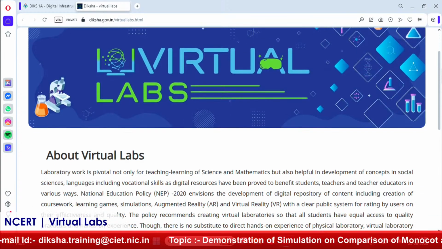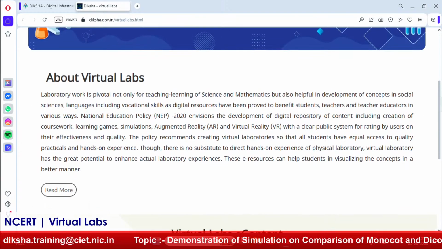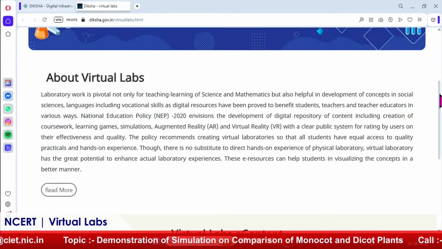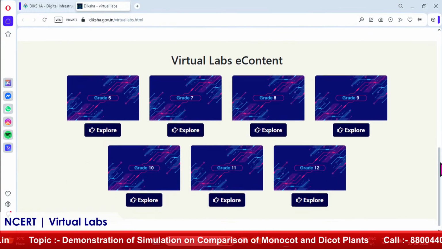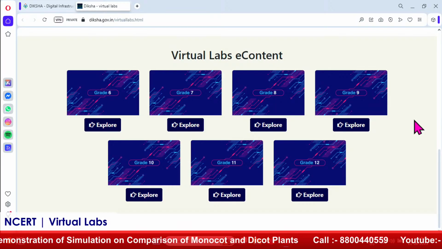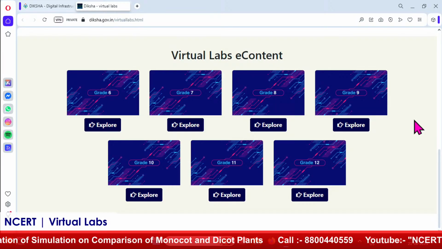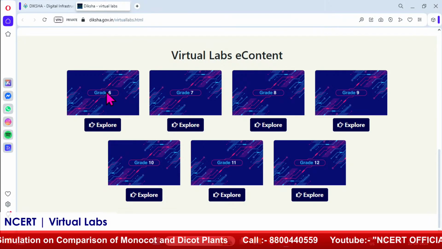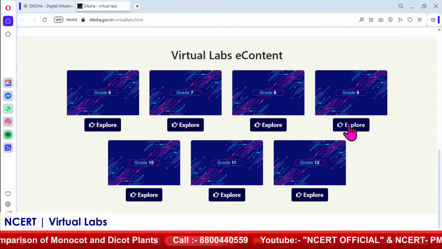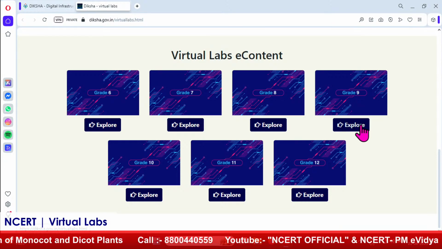When we scroll down, you can see that the information about virtual labs is provided. You can go through that, and then further you can scroll down to go through the resources which are available for different subjects and for different classes from 6th to class 12th. So today we are taking up class 9th. So I am clicking on the explore icon of class 9th.